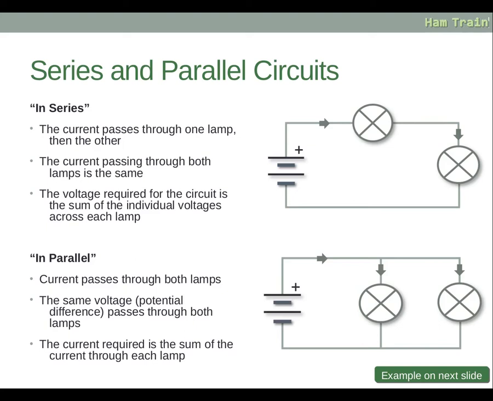The current required is the sum of the current going through each lamp. So the total current is the current through lamp 1 plus the current through lamp 2.